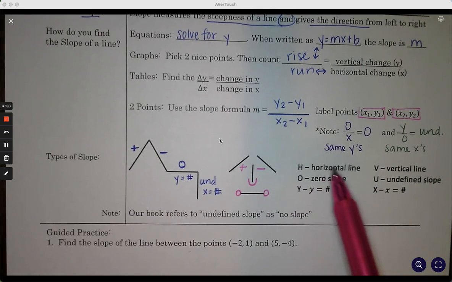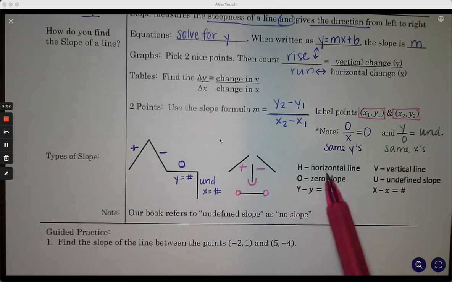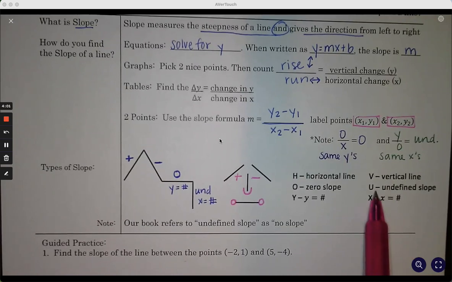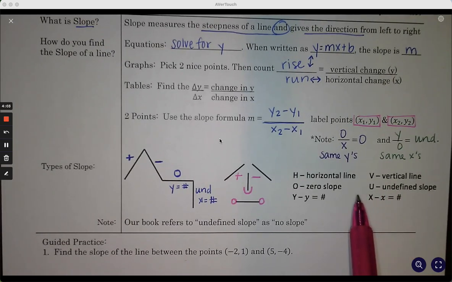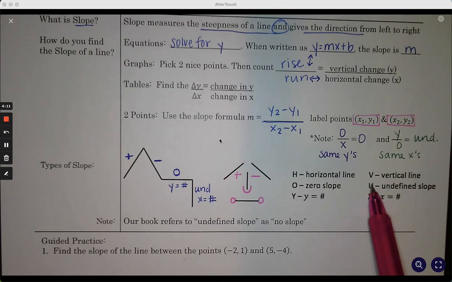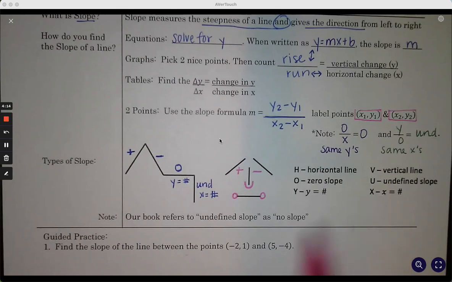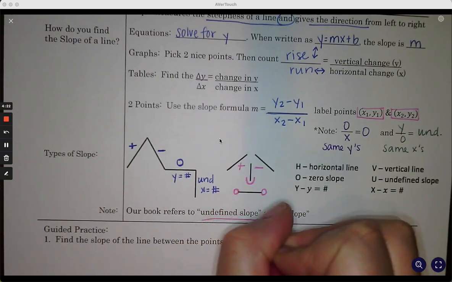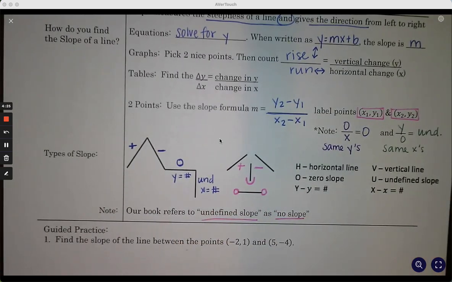And here are some other ways that Algebra 1 kids remember. HOY, which is horizontal line, 0 slope, y equals a number. Vertical line, I don't know why I can't think of anything. Wow. Okay. Vertical line, undefined, and x equals. Okay. Important thing to note this semester, unless I tell you otherwise, undefined slope is the same thing as no slope. So in the textbooks, if you had the textbook, you would see no slope as an answer choice.